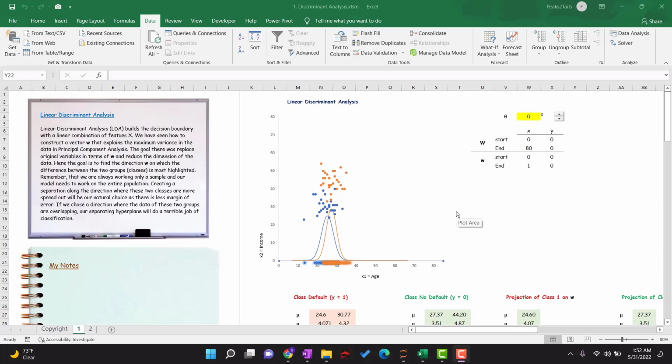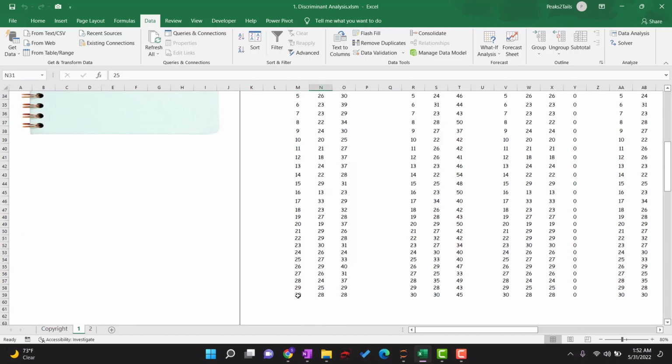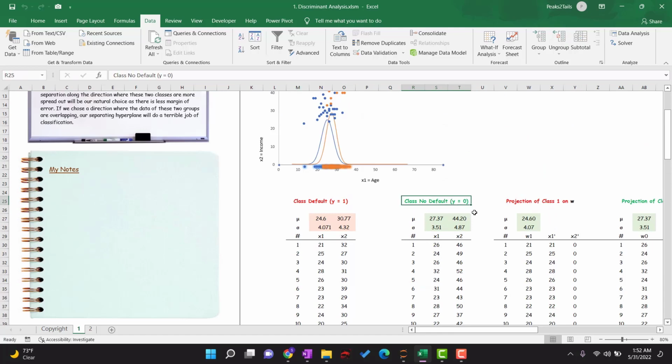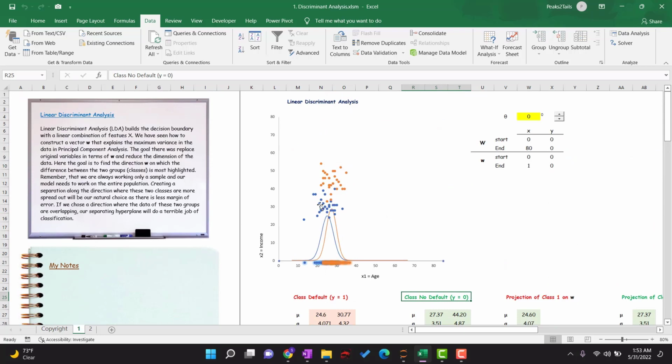Alright, so let's look at a quick implementation of linear discriminant analysis, or LDA, in Excel and then in Python. Here is the data set that I have. For class y equal to 1, I have 30 observations. For class y equal to 0, I have again 30 observations. You can see the scatter plot here. What does linear discriminant analysis do? It tries to find the direction W such that the projected distributions of these two classes are maximally apart.